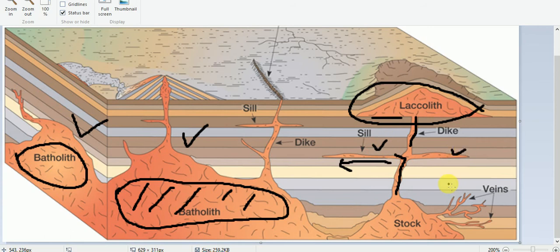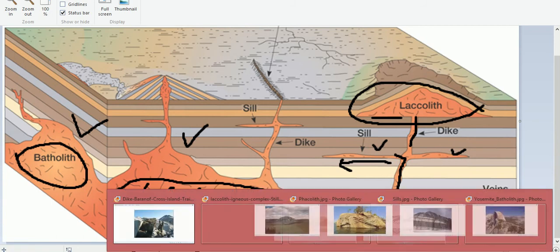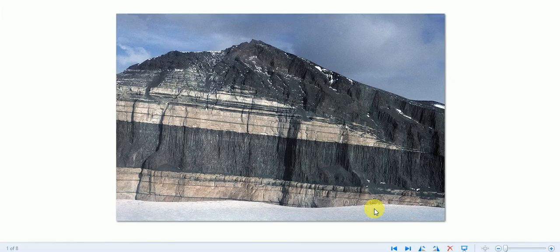The thinner one is known as a sheet. If it is thick, we call it a sill. But sheet or sill, these are horizontal intrusions, spread horizontally. And here we have a photograph of a sill. See here, this thick layer of black rock is an example of a sill.